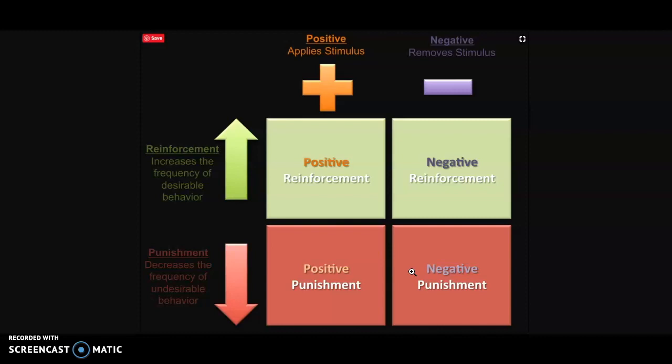We'll use the same example. Say you miss curfew. As a result, your parents take away your phone for 2 weeks. The removal of a pleasant stimulus, your phone, is going to decrease that behavior of missing curfew.